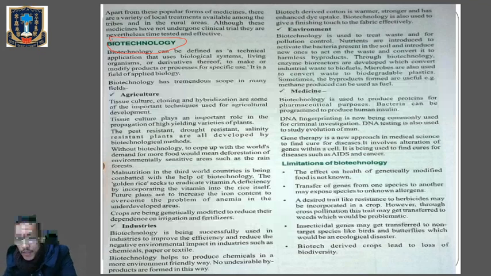Insecticidal genes may be transferred to non-target species like birds and butterflies, which would be an ecological disaster. So that means the balance will be disturbed. And biotech derived crops lead to the loss of biodiversity. So these are a few limitations or disadvantages of biotechnology.